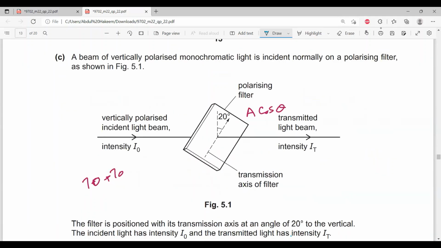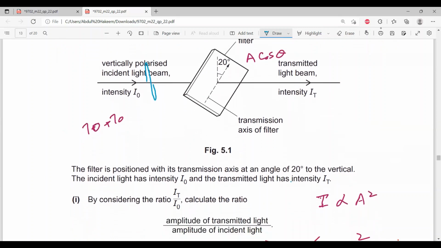Next. A beam of vertically polarized monochromatic light is incident normally on a polarizing filter as shown in the figure. So this is vertically polarized, so it is just moving up and down. The filter is positioned with its transmission axis at an angle of 20 degrees to the vertical. The incident light has intensity I0 and the transmitted is IT.